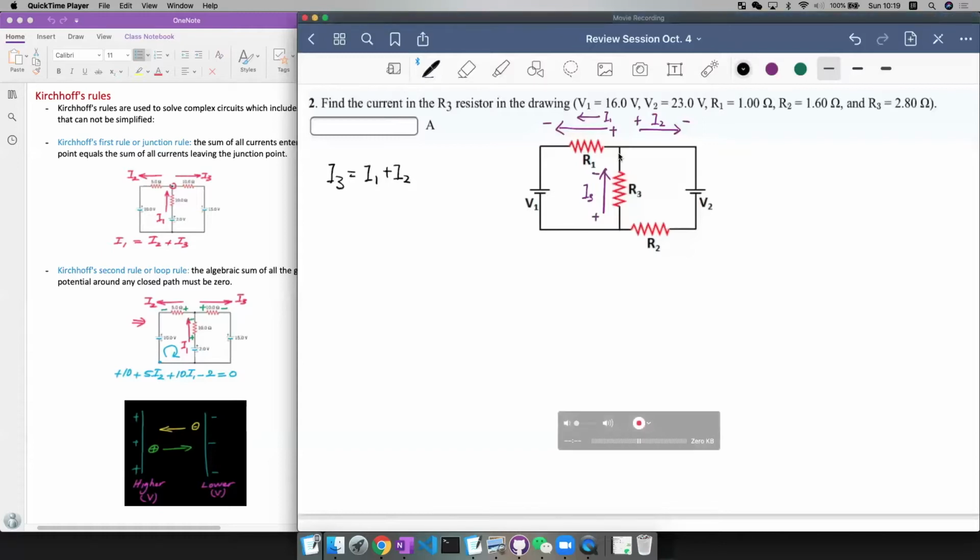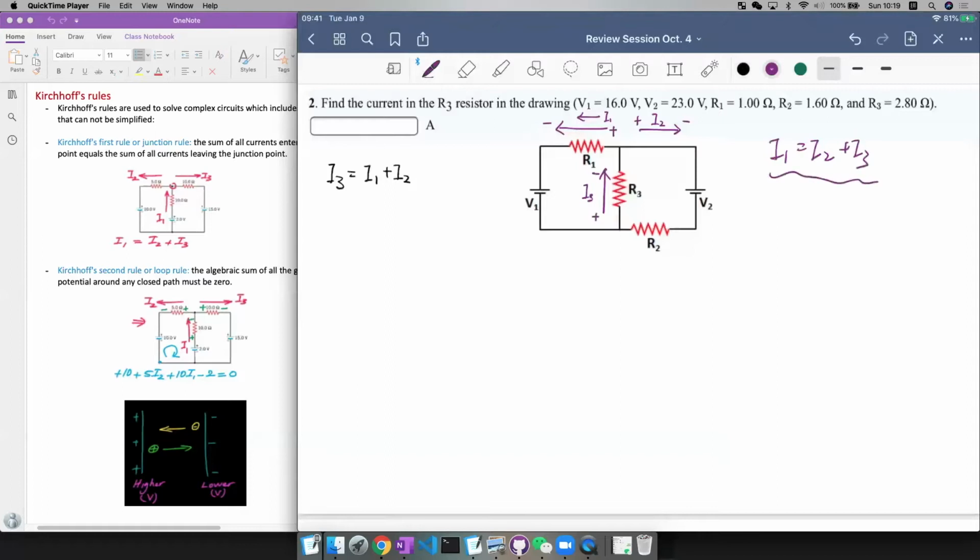Okay, that makes sense. So if we want to use the equation I1 equals I2 plus I3, you need to set it up like this, right? Based on this setup, here is the junction point, and you have I1 as the one entering the junction point, and I2 and I3 as the 2 leaving the junction point. Yeah. So this is rule 1.